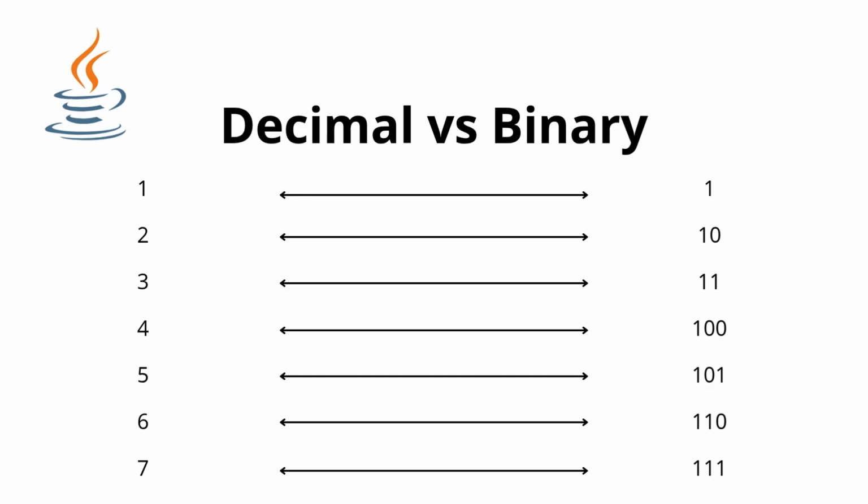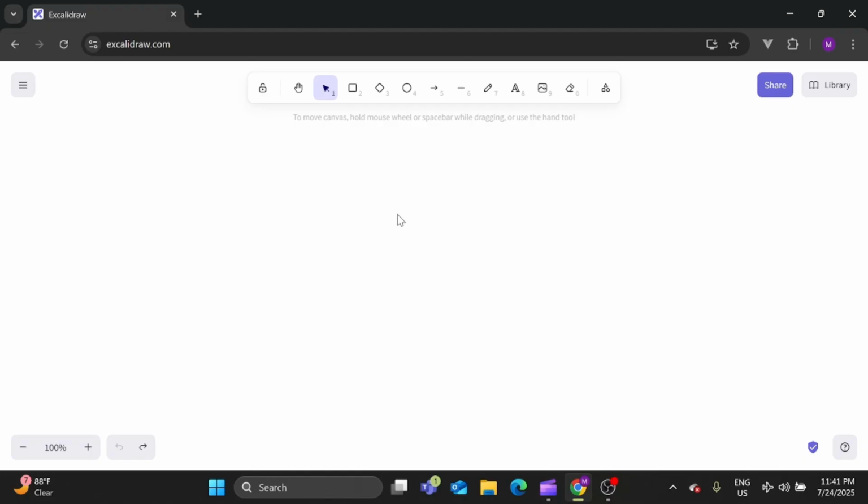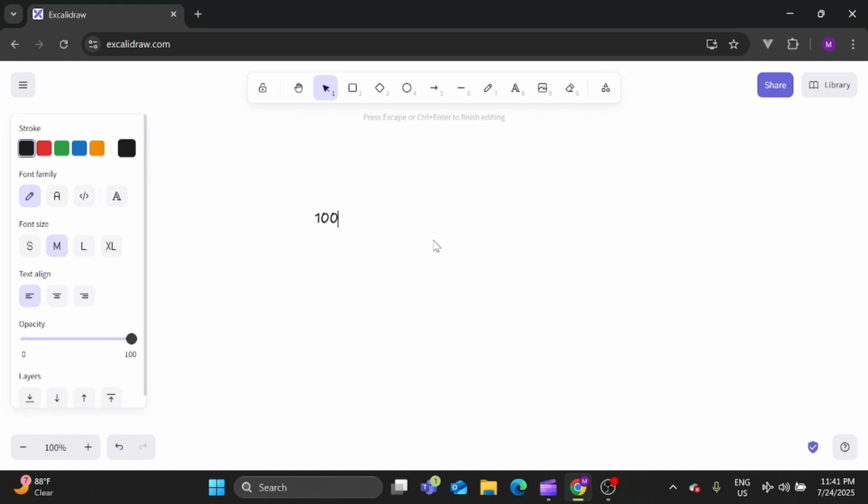Okay, so I want to start by showing you guys something really cool, because there is a way to transition from a decimal number to a binary number and vice versa. So let's start with the easier one first. How would I know that a number like 100 is equivalent to 4? The answer is simple, okay? So we start from right to left.